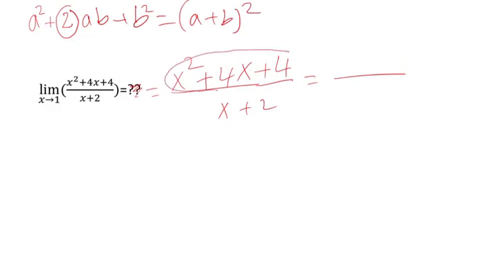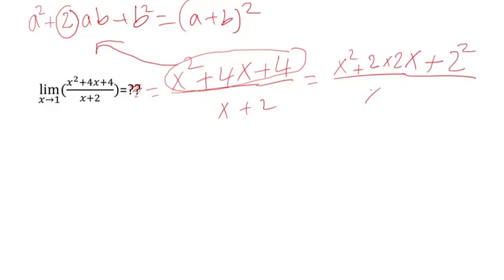I want to write this here the same as this here. So x is already squared, plus I know there is a 2 times something that would give me 4x, so it's 2 times x times 2, plus 4, if I square something that would give me 4, that's 2, divided by x plus 2. So I know this is in the form of a squared plus 2 times a times b plus b squared, which is a plus b squared. My a is x and my b is 2. So I can just write x plus 2 squared.